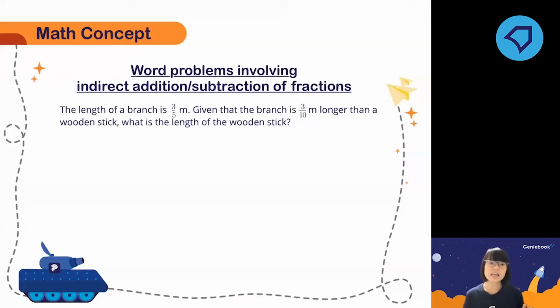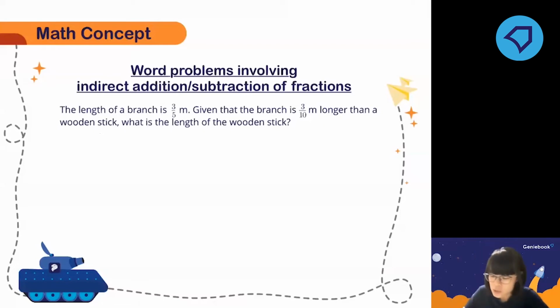Okay, so the length of a branch is 3 over 5 meters. Given that the branch is 3 over 10 meters longer than a wooden stick, what is the length of the wooden stick? So my question to you would be this. The branch is 3/10 meters longer than the wooden stick. So which one is longer? Is it the branch or the wooden stick?